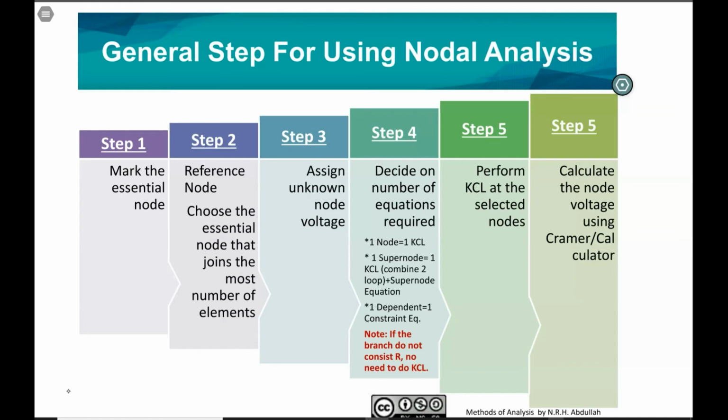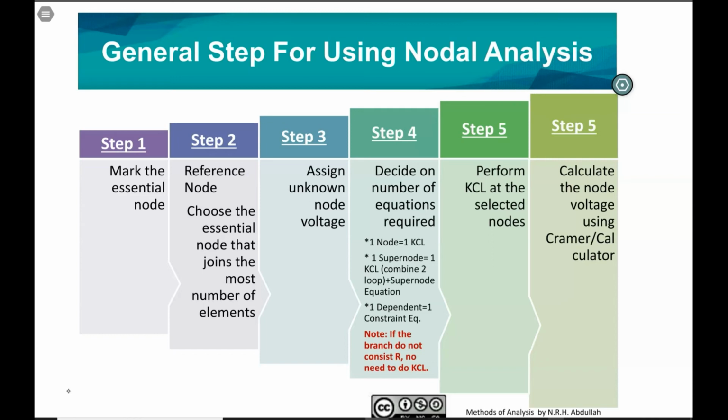And step number 3, after you identify the number of nodes, you have to assign the unknown node voltages as V1, V2, and so on. Step number 4, you have to decide on the number of equations required. One node is equal to 1 KCL, and then one supernode will be equal to 1 KCL combined with 2 loops plus the supernode equation.